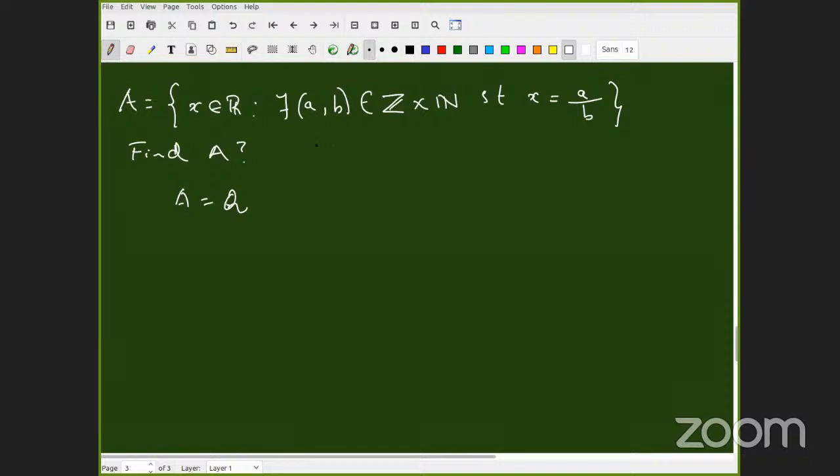So which is easier? A is a subset of Q is easier. Why? Start with an element. Again, I have to prove. Now I'm going to give an oral proof. Look at this. Start with X in A. I'm not going to write. Then I know there exists A, B in Z cross N such that X equal to A by B. What is A? A is an integer. What is B? B is a natural number. Therefore, B is an integer. See, I want to say X in Q. Therefore, I should say it is of the form P by Q, where P is an integer and Q is also an integer, non-zero. That's what I have to say.